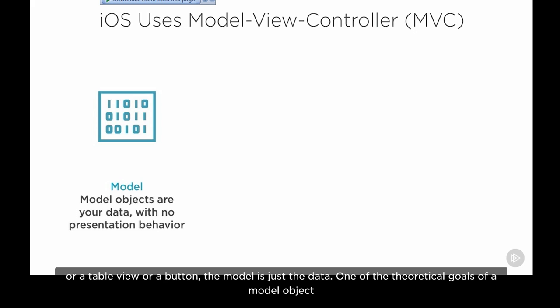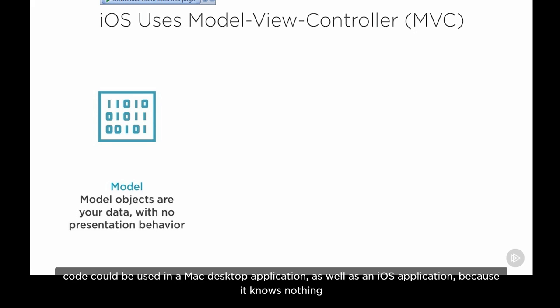One of the theoretical goals of a model object is it shouldn't matter if you then took that class and used it on another platform, i.e. the same model code could be used in a Mac desktop application as well as an iOS application because it knows nothing about specific presentation details and it wouldn't contain any references to user interface controls. It doesn't know, it doesn't care.